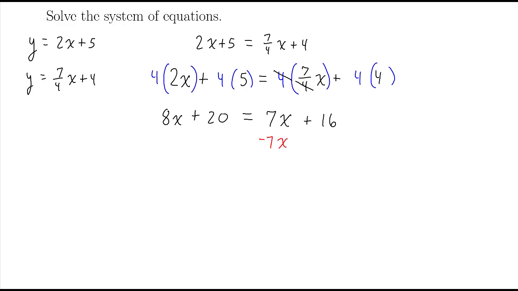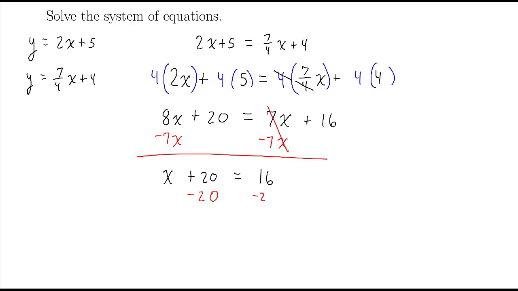I'll subtract 7x from both sides to do that. 8x minus 7x is 1x plus 20 equals 16, right? Bringing everything down. Now let's remove the constant term on the left side. So I'm going to subtract 20. That will leave me with x equals -4.